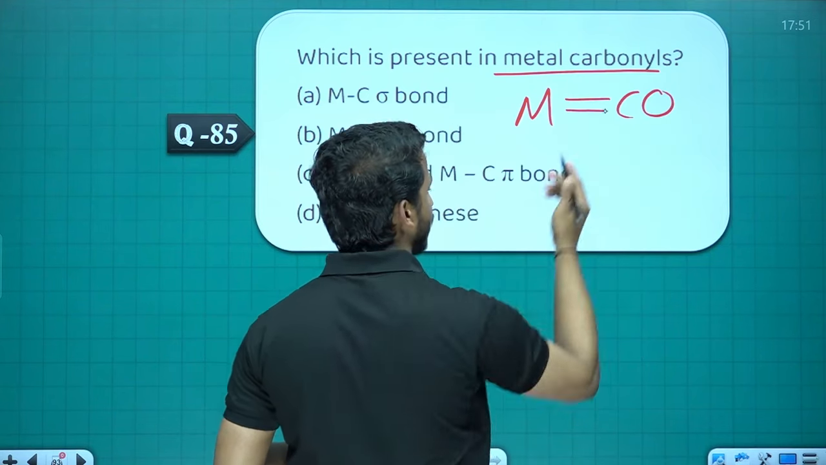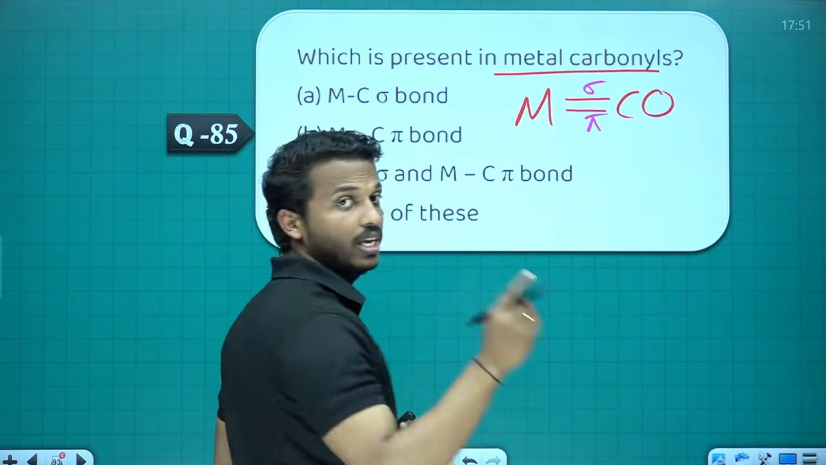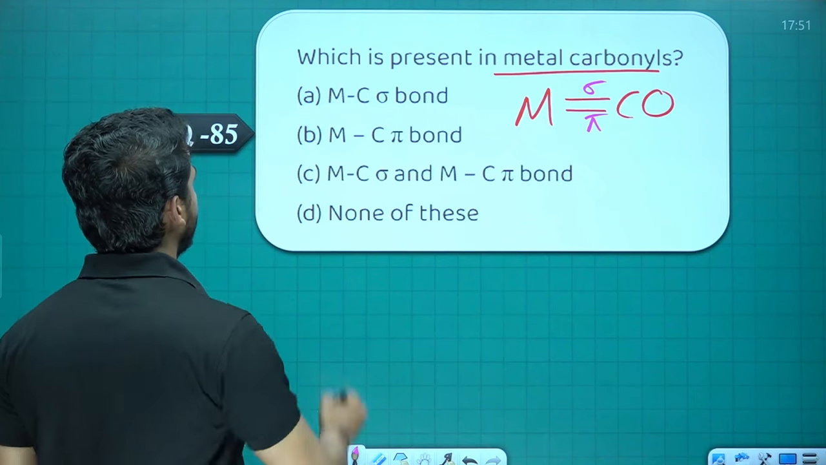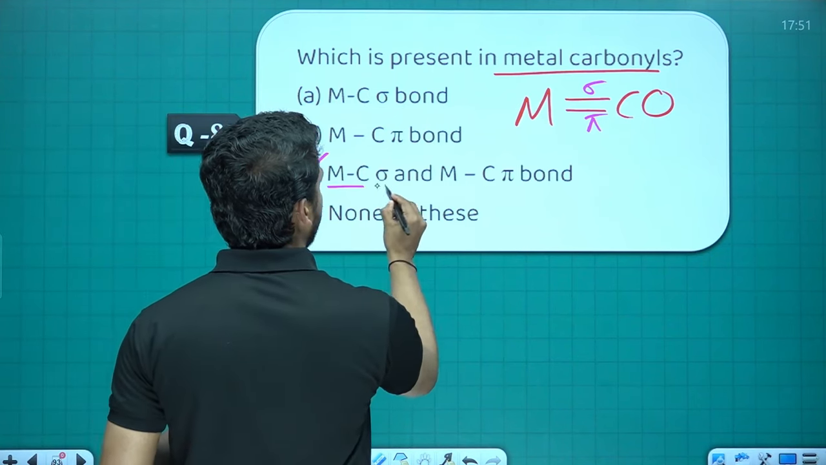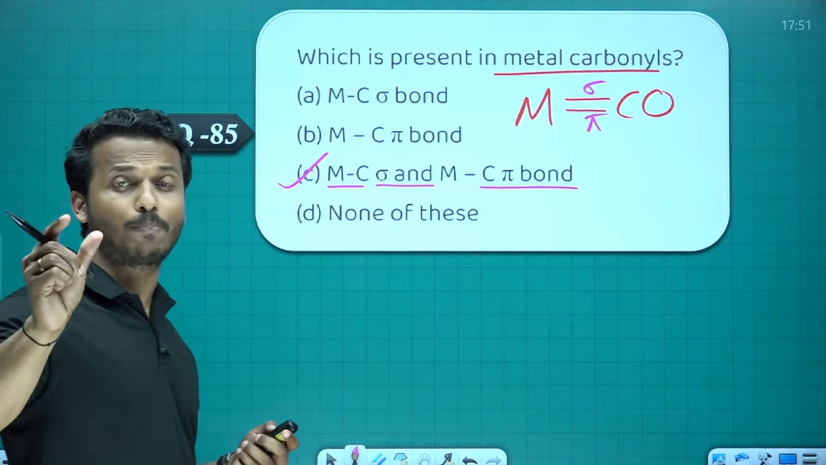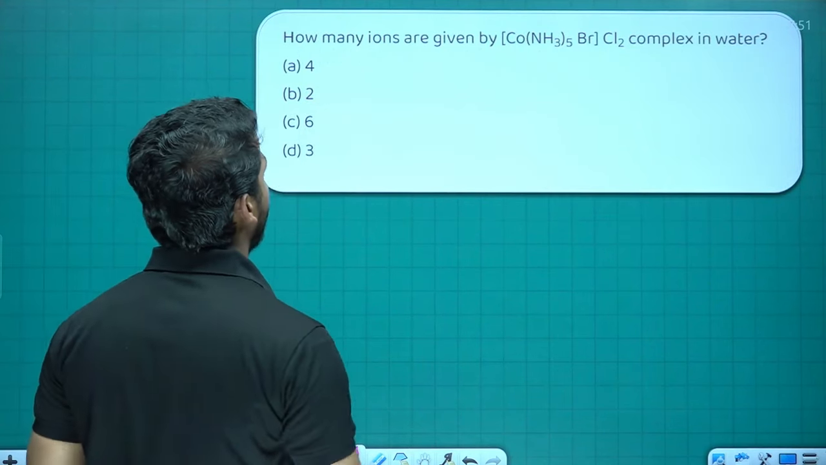We studied there is a chance to form double bond. One bond is single, one bond is pi, the synergic bond. So which is present in metal carbonyl? We can say option C, metal carbon sigma bond is there, metal carbon pi bond is also there. What is that pi bond called? Synergic bond.